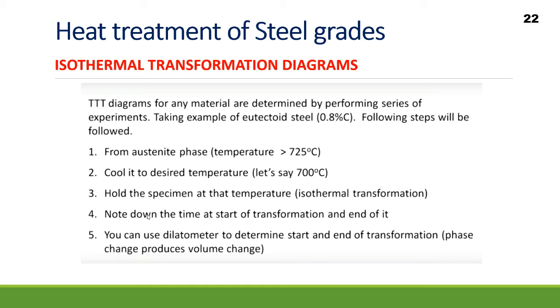and you can use a dilatometer. A dilatometer is actually an instrument that will give you the change in volume or dimension of the sample. Use the dilatometer to determine the start and end of transformation, and we know how to plot the diagram. So we are done with our isothermal transformation or TTT diagram.